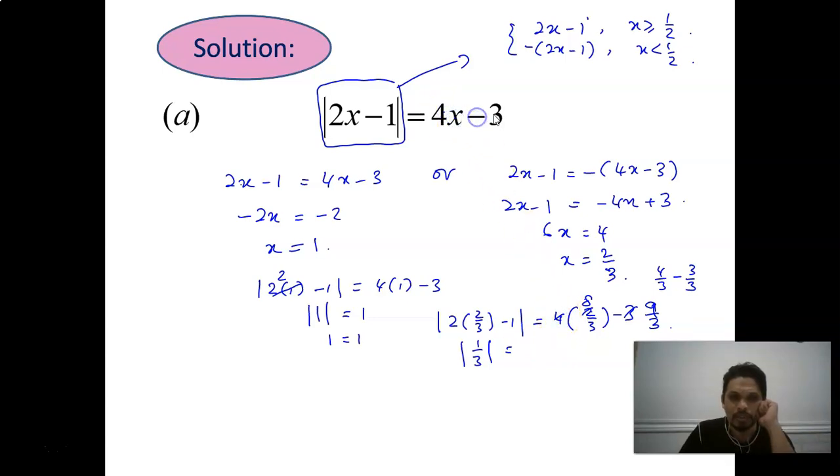4x minus, okay, no. 2x minus 1. 4x minus 3. So, 4 times 2 equal to 8. 8 over 3 minus 3. Change this into a fraction with a denominator of 3 here. So, 3 times 3 equal to 9. 9 divided by 3 equal to 3. So, 8 minus 9 equal to negative 1 over 3. 1 over 3 is positive and this one is negative. So, they are not equal.